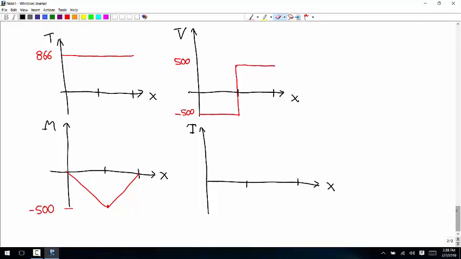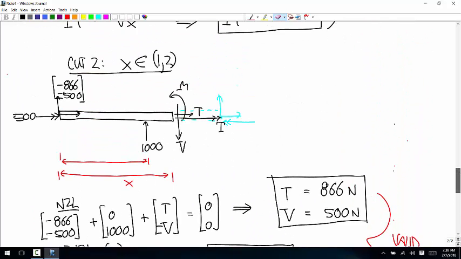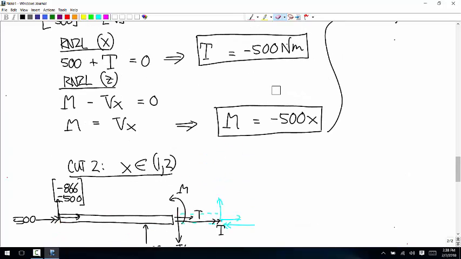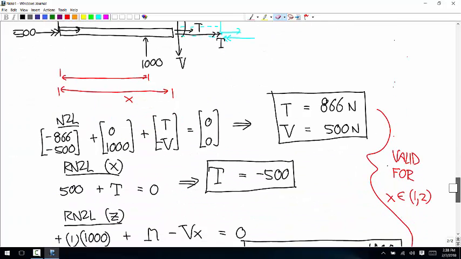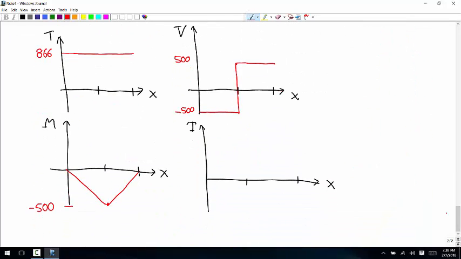And then the torque, that one never changes the whole way along. It's negative 500 Newton meters on the first half, negative 500 Newton meters on the second half. So that just looks like this.